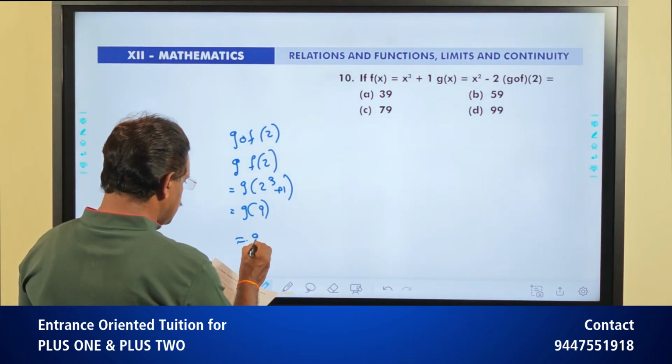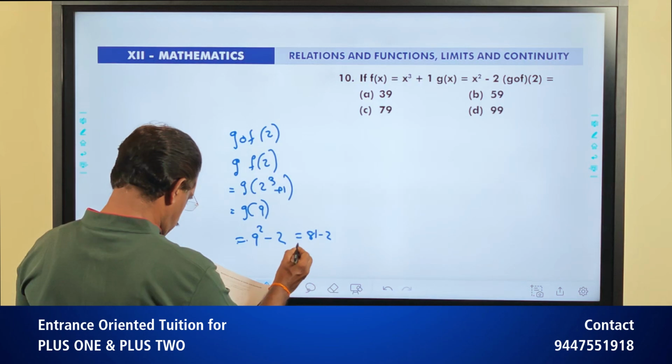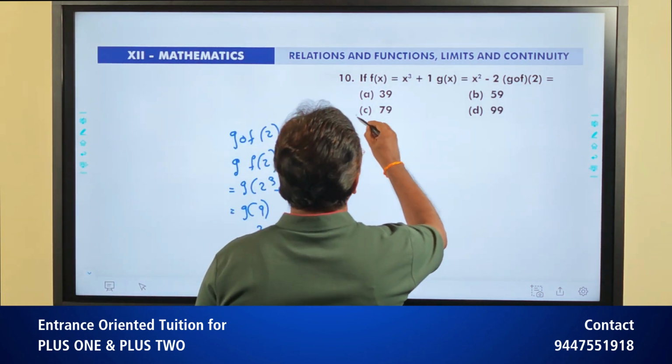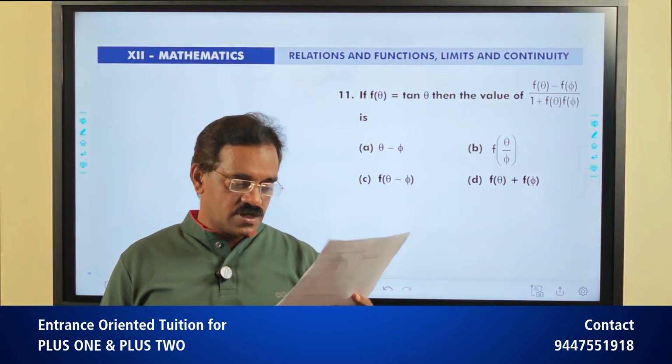So G of 9 equal to 9 square minus 2, which is equal to 81 minus 2, which is equal to 79, which is given to be choice C. That also is a good question. Now come to question number 11.